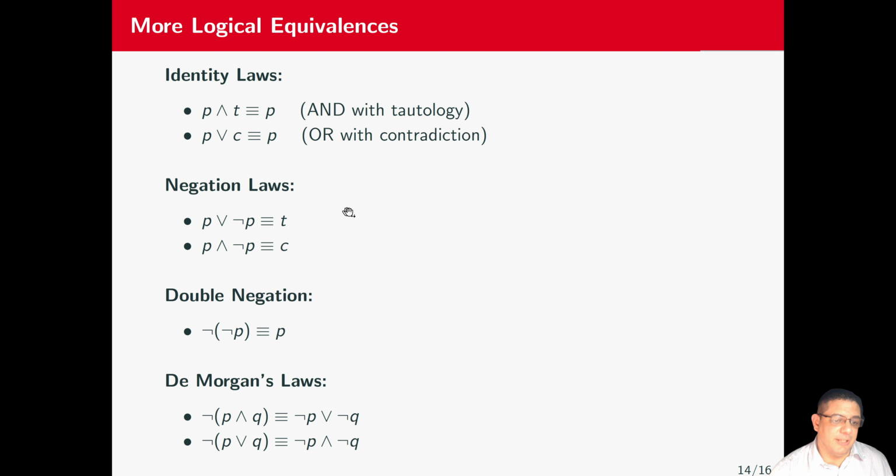The negation laws will give me values of true or false. For example, if I'm picking P or not P, that's always going to be true. Why? Because one of them is true, so I can just pick the one that is true, and that's it. And if I have P and not P, well, this is always a contradiction, so it's just going to lead to that. The double negation, we already saw that, and De Morgan's laws as well.